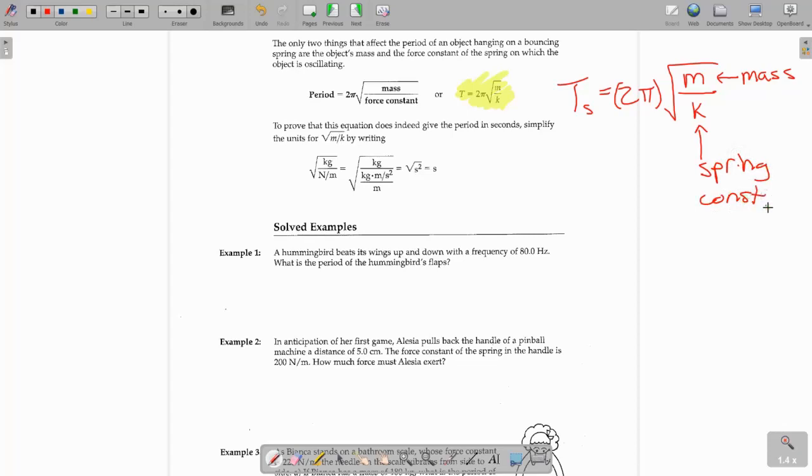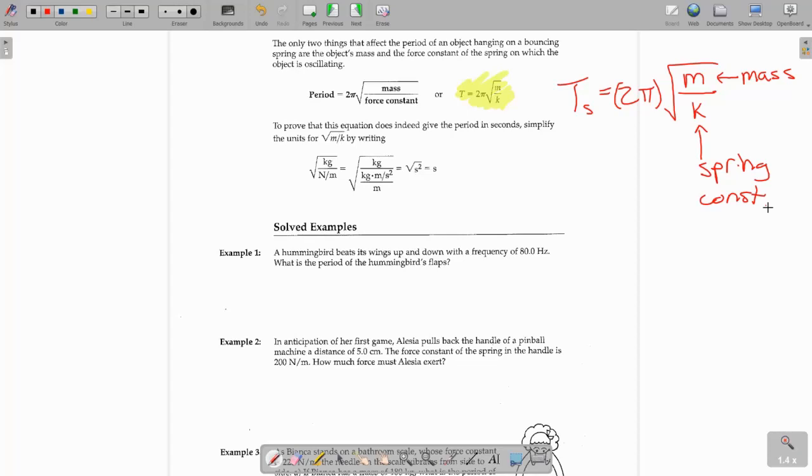Since we've already used an equation just like that, we just want to be very careful about not mixing them up. When you're given a problem that could be a spring or a pendulum, we need to make sure that if it's talking about length and acceleration due to gravity, we're using the pendulum equation, and if it's mass or spring constant, we're using the spring equation here.